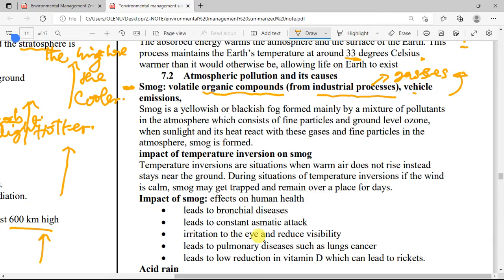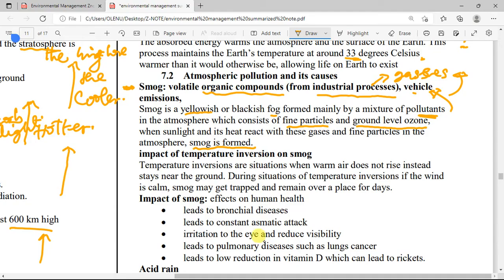Now, smog is usually a yellowish or brackish fog formed mainly by a mixture of pollutants. These pollutants are gases from industrial waste and vehicles emitted into the atmosphere, which consist of fine particles and ground level ozone. So they form a form of shield around the Earth's surface. So when sunlight and heat react with these gases and fine particles in the atmosphere, you find out that smog will now be formed.